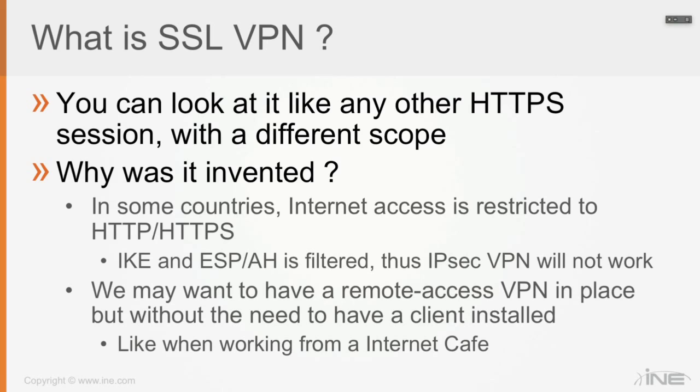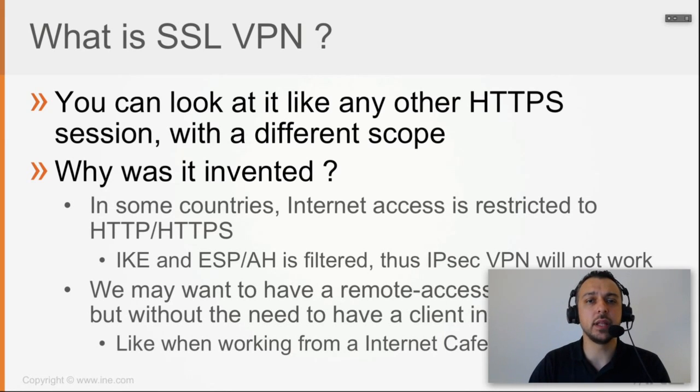Also, IPsec VPNs require a VPN client to be installed on the end user side, on the remote access client. We may want to allow users to fire up a secure VPN tunnel without a VPN client installed, for example when working from an internet cafe. As you're going to see, SSL VPNs allow you to fire up a VPN tunnel and send traffic securely back to your company's network without the need to have a client installed. It's called clientless SSL VPN.